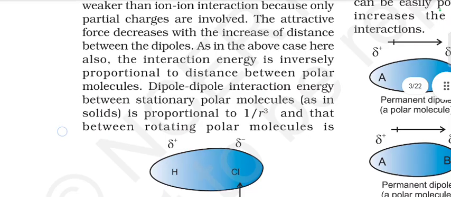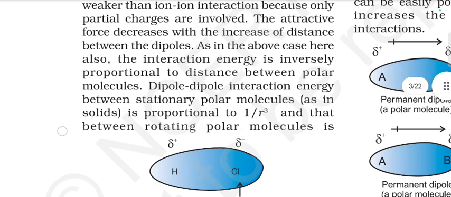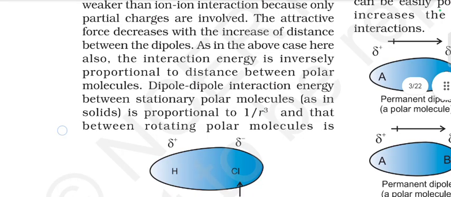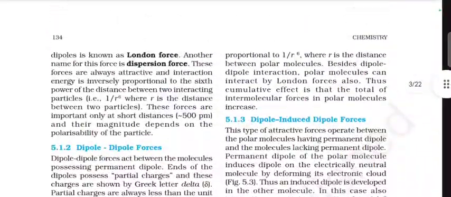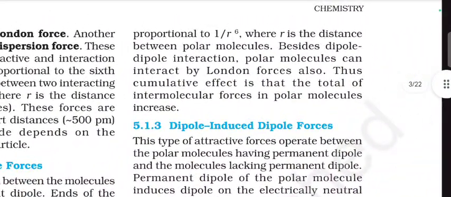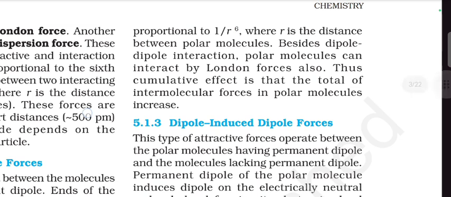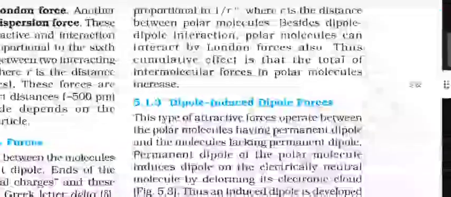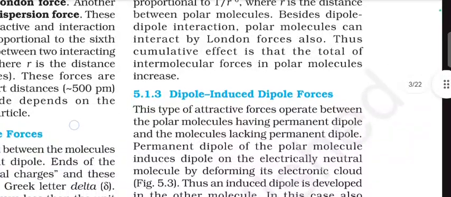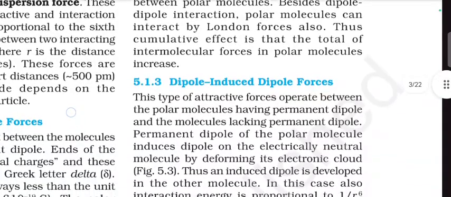Dipole-dipole interaction energy between stationary polar molecules, as in solids, is proportional to 1 divided by r raised to power 3, and that between rotating polar molecules is proportional to 1 divided by r raised to power 6, where r is the distance between the polar molecules. Besides dipole-dipole interaction, polar molecules can interact by London forces also. Thus, the cumulative effect is that the total of intermolecular forces in polar molecules increases.